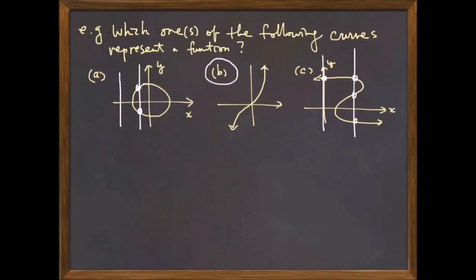B is the only graph that represents a function because regardless of where I draw the vertical line, it would never exceed one intersection. If I do another vertical line here, I have one intersection. I do another vertical line here, only one intersection.